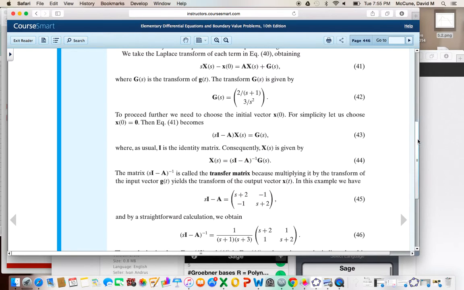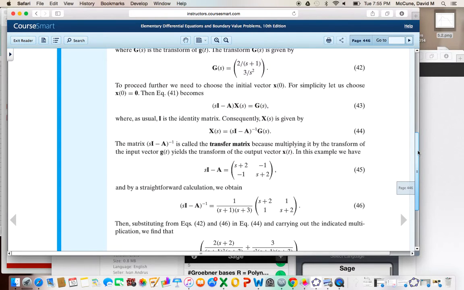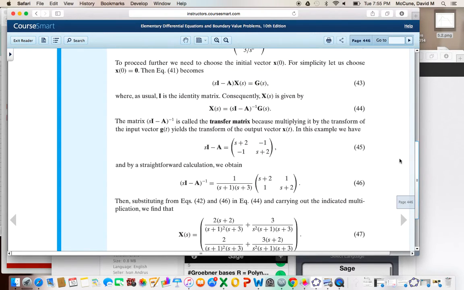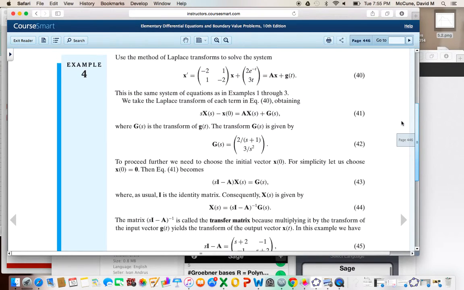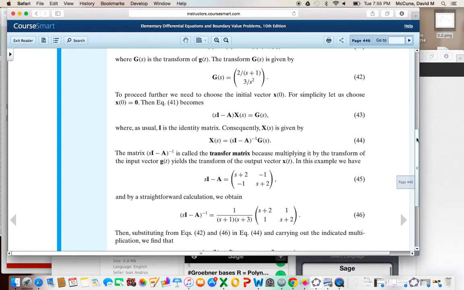So now you have to remember how to take inverses of 2 by 2 matrices. So notice that sI minus A is this. So where's my matrix A? It's way back up here, right? That's A. And so you're subtracting that off of an sI matrix. So sI is just s's down the diagonal. So sI minus A is this.